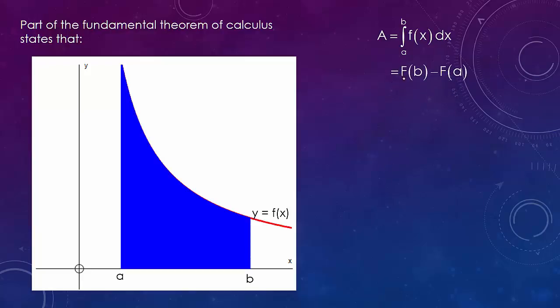That's equal to big F of b, take away big F of a. Note that a and b are what's known as the limits here, where big F is the antiderivative of the function little f, and we looked at antiderivatives just recently.